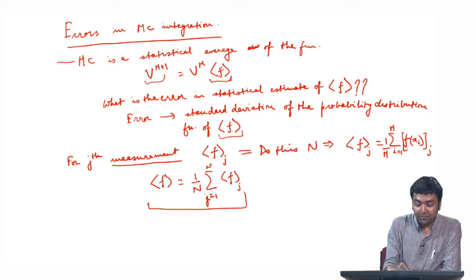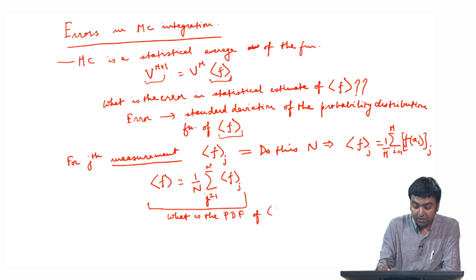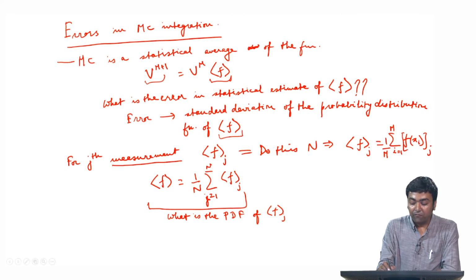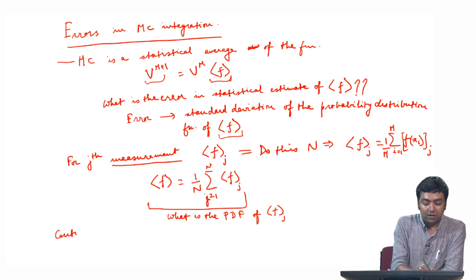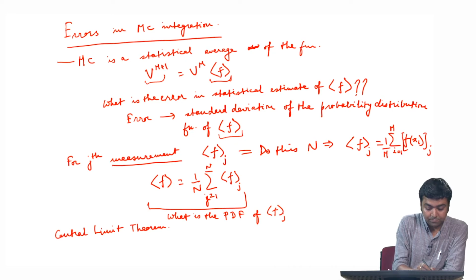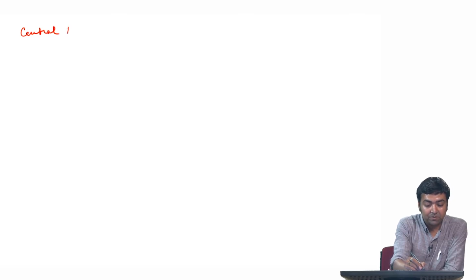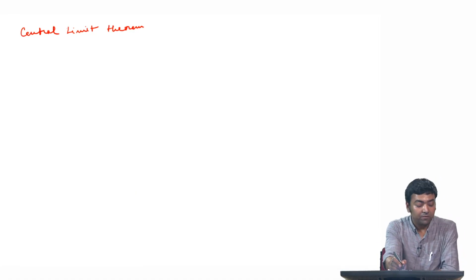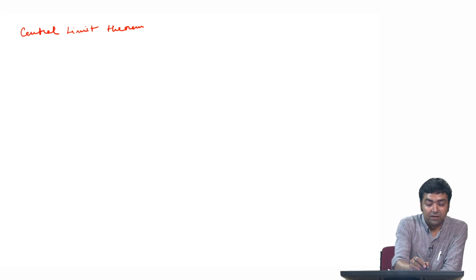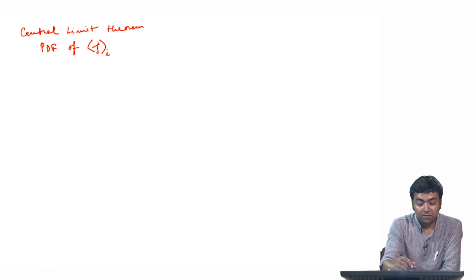Now, the question is, what is the probability distribution function of these f_j's? To find the answer to this, we will resort to the central limit theorem. I am not going to prove what the central limit theorem states, but I will just invoke its statement. It tells us that the probability distribution function of the average values of f, taken from n independent measurements, is a normal distribution.